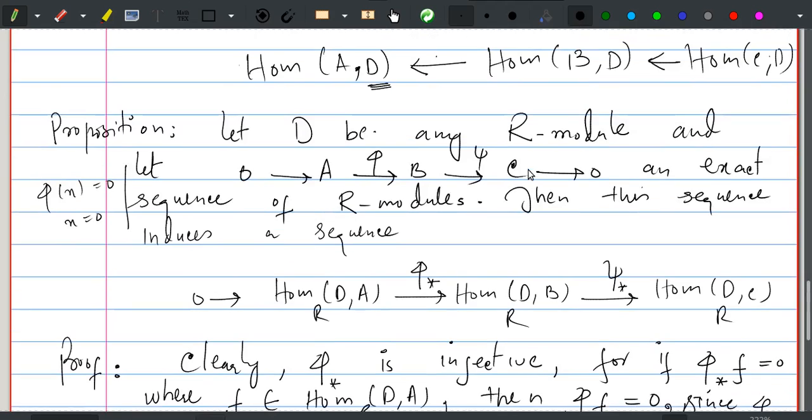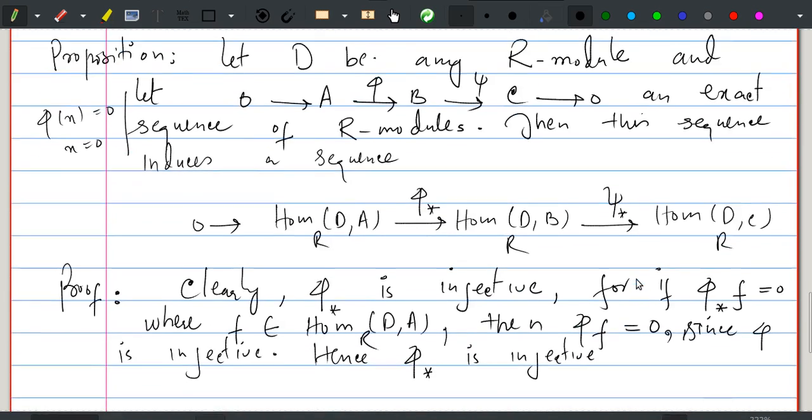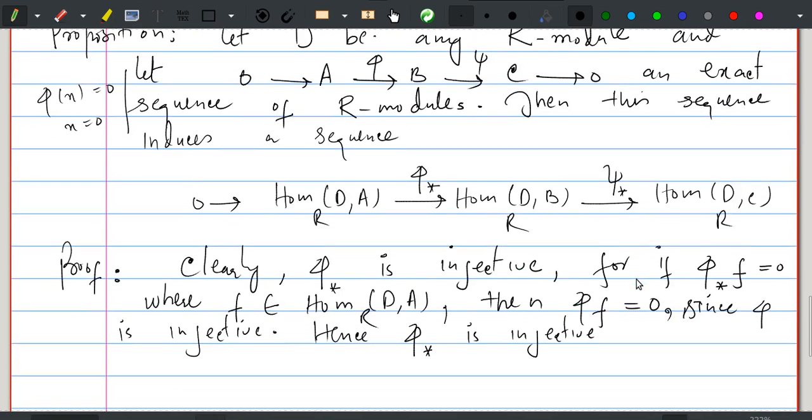Now we have to prove this sequence is exact here, i.e. we have to prove image of phi star is same as kernel of psi star. Now what we do, we prove these two containments, i.e. image of phi star is contained in kernel of psi star and the reverse containment. But among these two containments, one is trivial. Let us look which one.